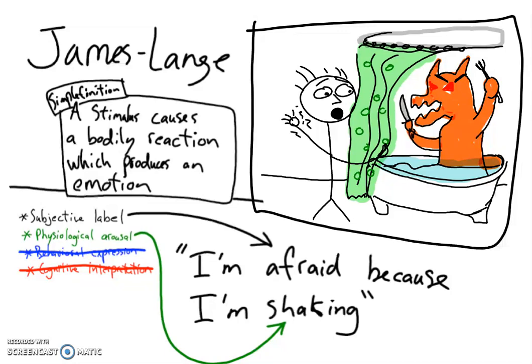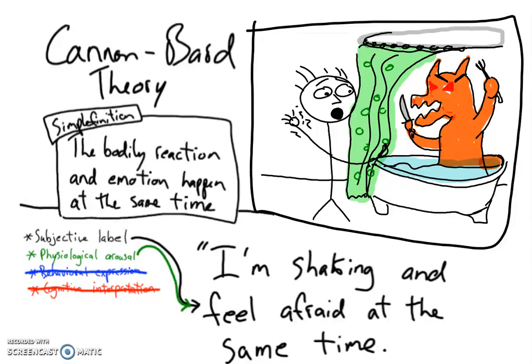So William James and Carl Lange both kind of discovered this at the same time at the end of the 19th century. And it pretty quickly got elaborated on by Cannon and Bard. So Cannon-Bard theory, which is early 20th century, is saying the bodily reaction and the emotion, well, they happen at the same time.